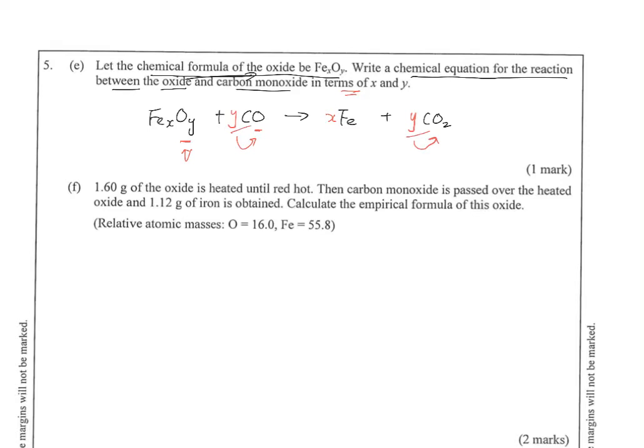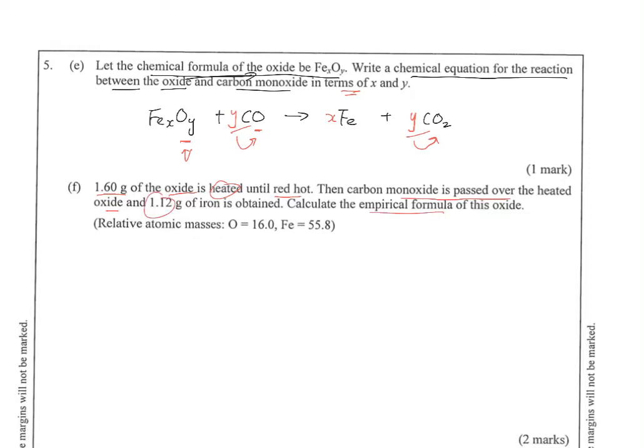Okay. So part F, 1.6 gram of oxide is heated until red hot. Then carbon monoxide is passed over the heated oxide. So normally for this experiment, we need to heat up the oxide first, and then you pass through the carbon monoxide. Because if the oxide is not heated enough, then the carbon monoxide will not react with the oxide. It will directly pass out, so that will affect the environment, and also it's a waste of the carbon monoxide. Okay, after heating, 1.12 gram of iron is obtained.